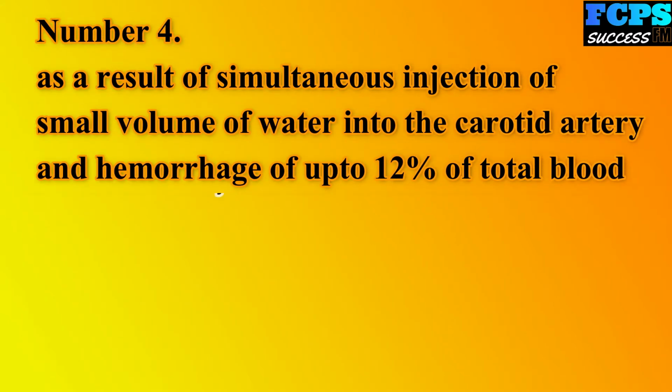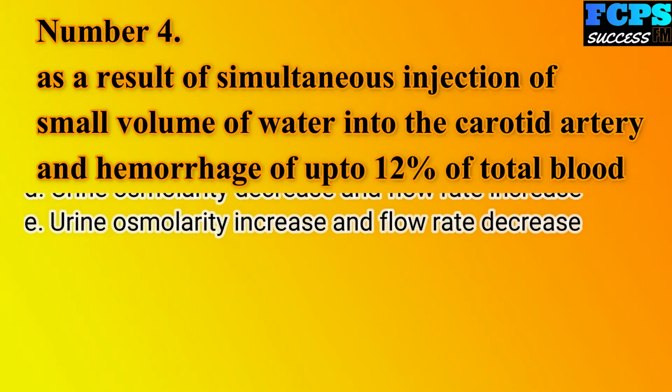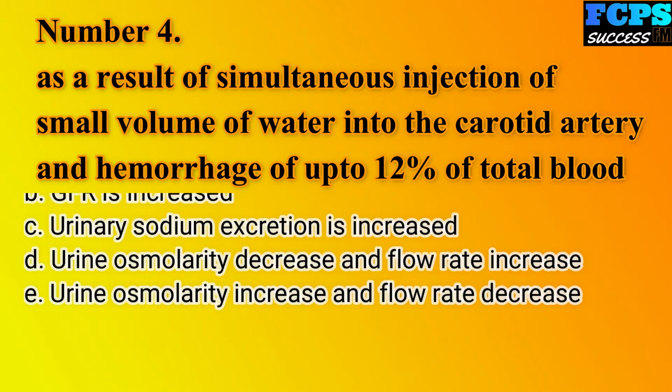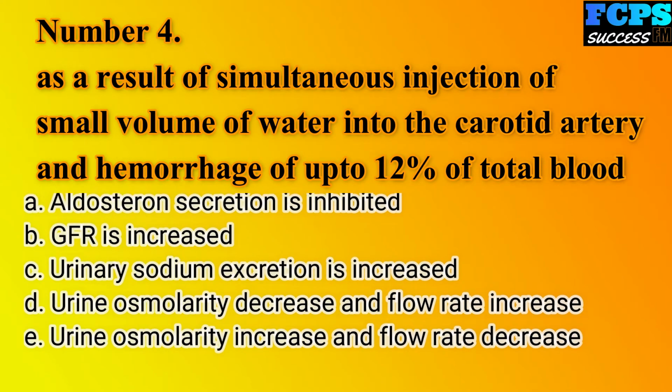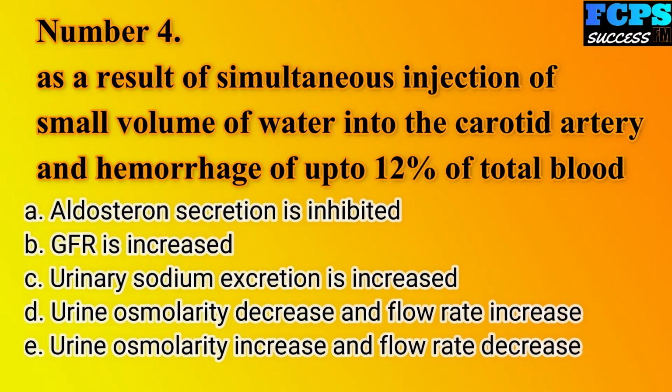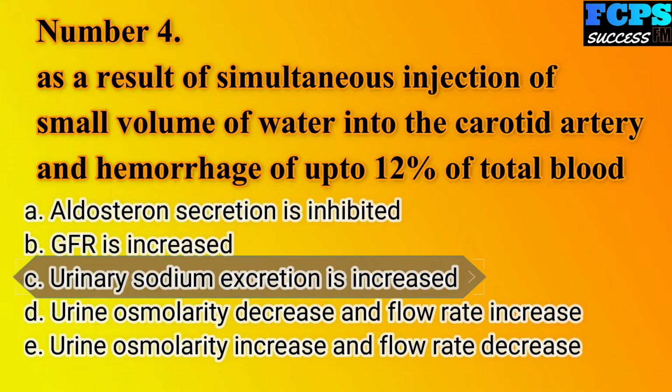Number 4. As a result of simultaneous injection of small volume of water into the carotid artery, a hemorrhage of up to 12% of total blood: A. Aldosterone secretion is inhibited. B. GFR is increased. C. Urinary sodium excretion is increased. D. Urine osmolarity decrease and flow rate increase. E. Urine osmolarity increase and flow rate decrease. Correct is urine osmolarity increase and flow rate decrease.